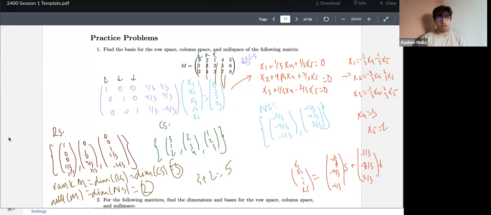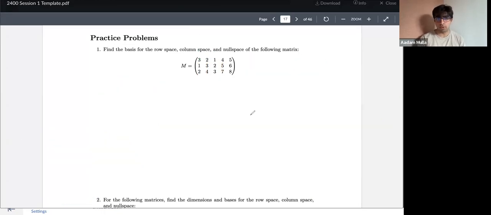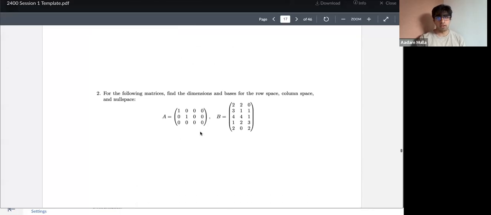Okay. This is a classic problem. I would be very surprised if something of this form doesn't come up. So I would do it. Same idea for this one: more practice finding row space, null space, column space, with more interesting matrices. So do these. We won't do them now.